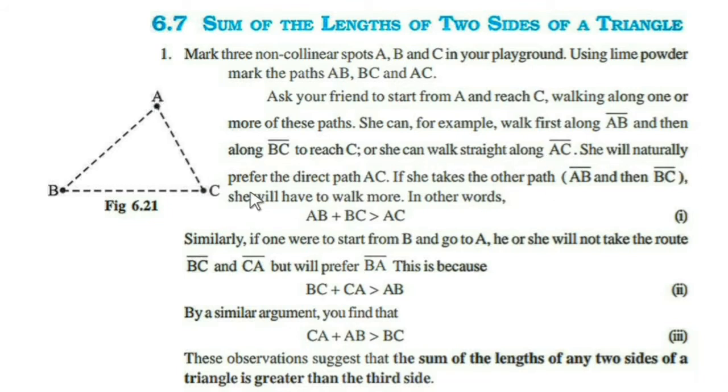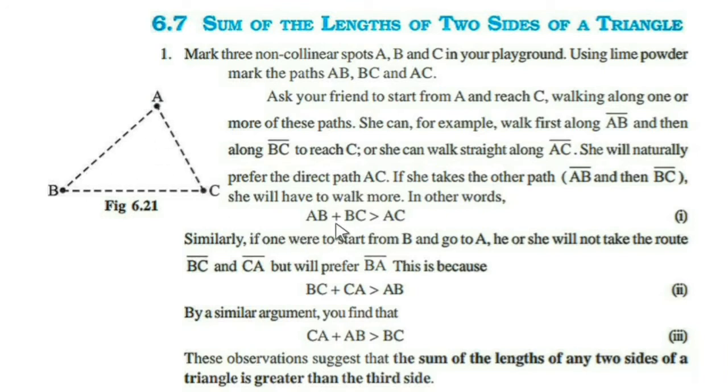She will naturally prefer the direct path AC. If she takes the other path, that is AB and then BC, she will have to walk more.